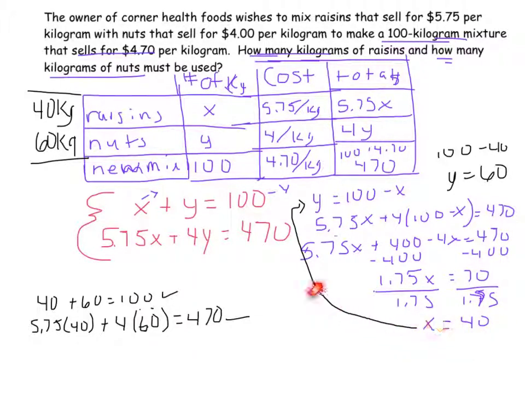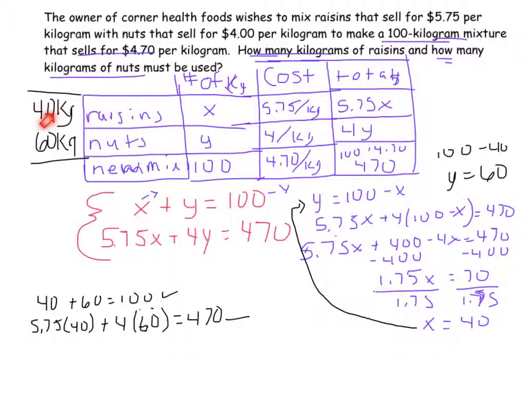And then I plugged it in back up here in this equation that I solved. 100 minus x is 60, so y is 60. Then I put it back into my original equations, or I could have used the table. I do both. So 40 plus 60 is 100. So I did that there. And 575 times 40 plus 4 times 60 does give me my total cost of 470.